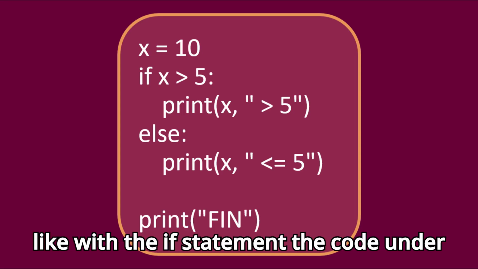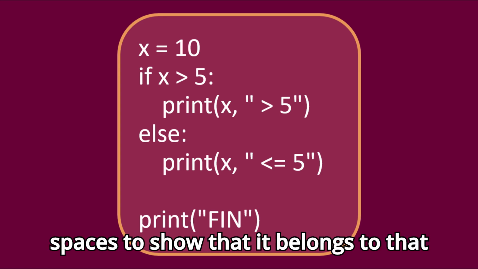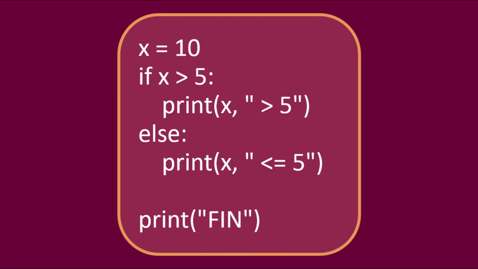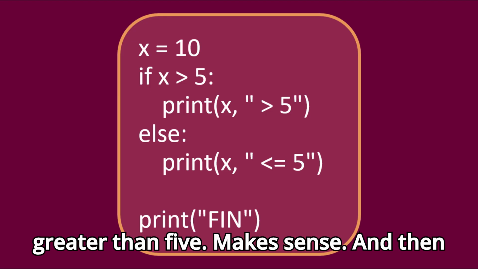And just like with the if statement, the code under the else is indented by 4 spaces to show that it belongs to that else block. The video shows this indented line: print, x n'est pas plus grand que 5, donc il doit être inférieur ou égal. This line would be executed if x were not greater than 5.